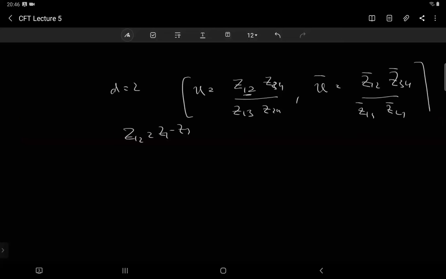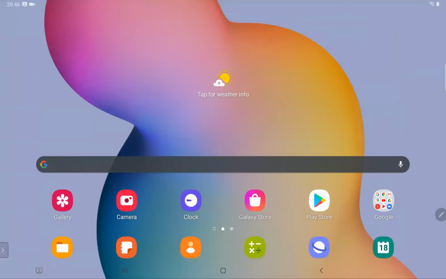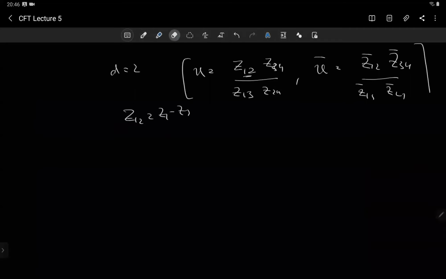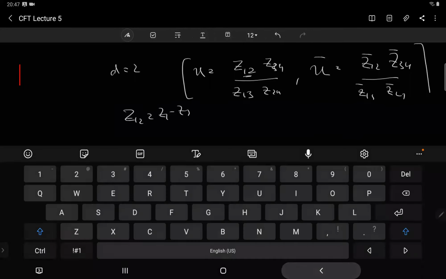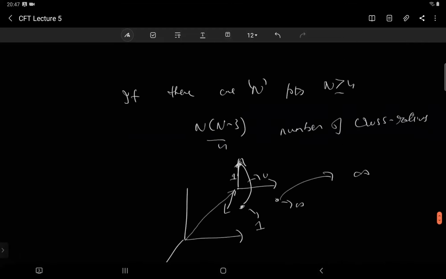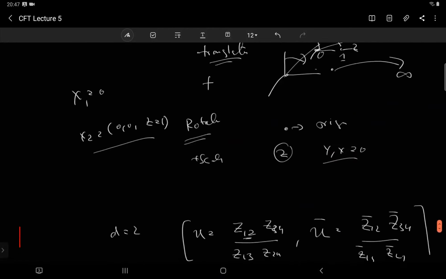So Sir, this you have written U bar or V bar? The right-hand side, so the complex conjugate. So the real and imaginary parts of this are what I call U and V here.